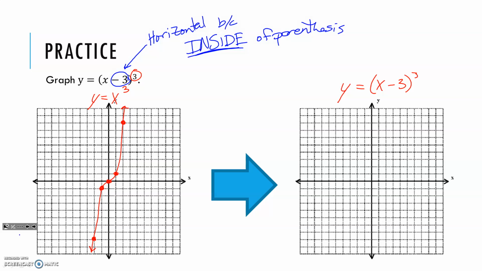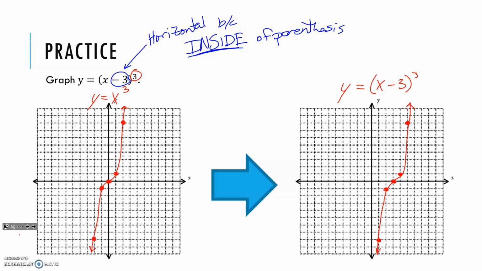Okay? Inside, we always do the opposite. So even though negatives make me think I'm going to the left, each of these points are actually going to shift to the right 3 spots. So each of my points shifted to the right 3 spots. So there is an example of a horizontal shift.